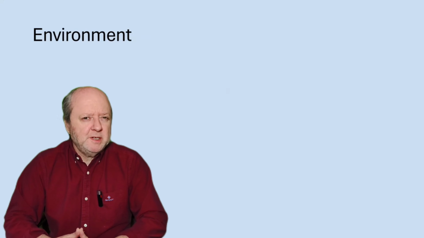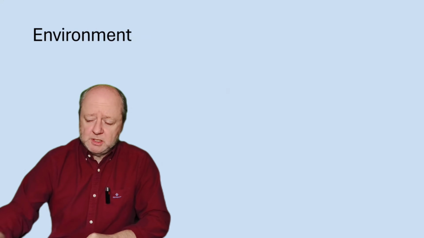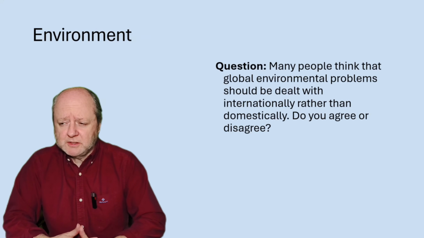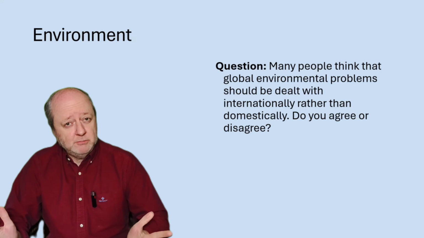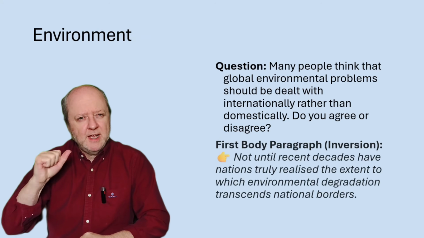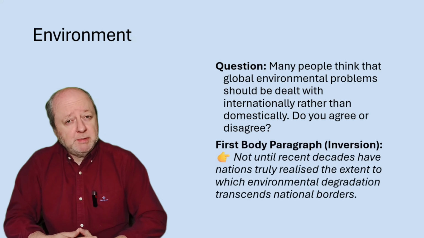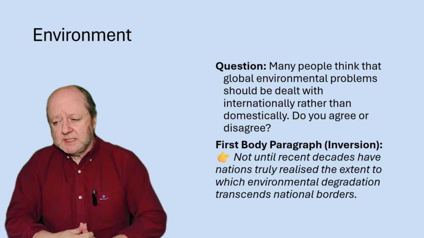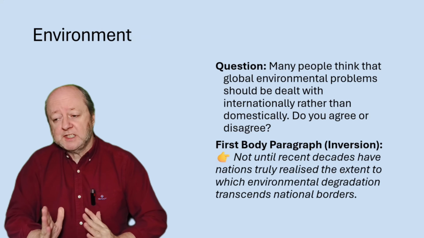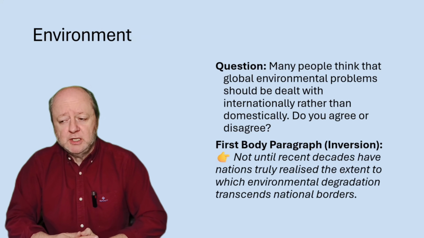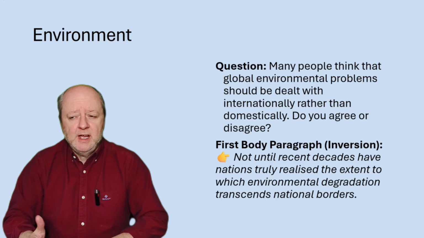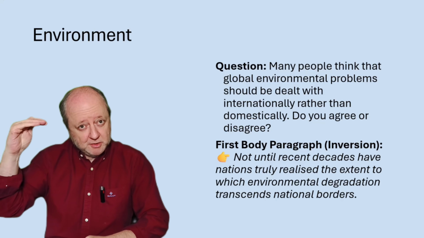Now let's look at some topics. Here's the ubiquitous environment topic. Question: many people think that global environmental problems should be dealt with internationally rather than domestically. Do you agree or disagree? You want to start your body paragraph with a very strong point. So the first body paragraph could begin like this: not until recent decades have nations truly realized the extent to which environmental degradation transcends national borders. That's a very strong answer, as you can see from the vocabulary, but the grammar is inversion, and that's because it's a higher level.